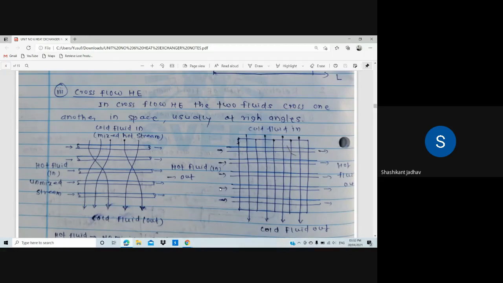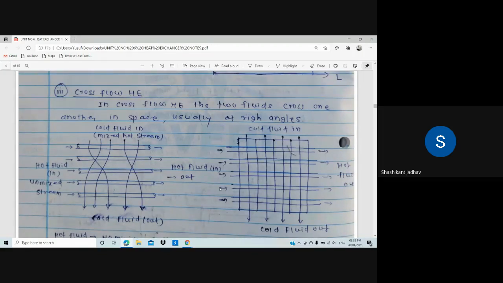For that, we pass alternately hot fluid and cold fluid. That is nothing but the regenerator type of heat exchanger. In this, we pass alternately hot and cold fluid, and because of that heat transfer takes place. So this is about the regenerator type of heat exchanger.